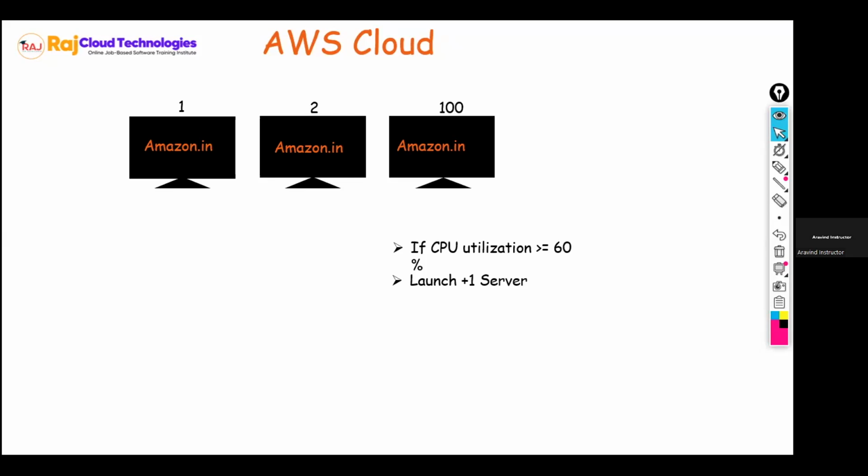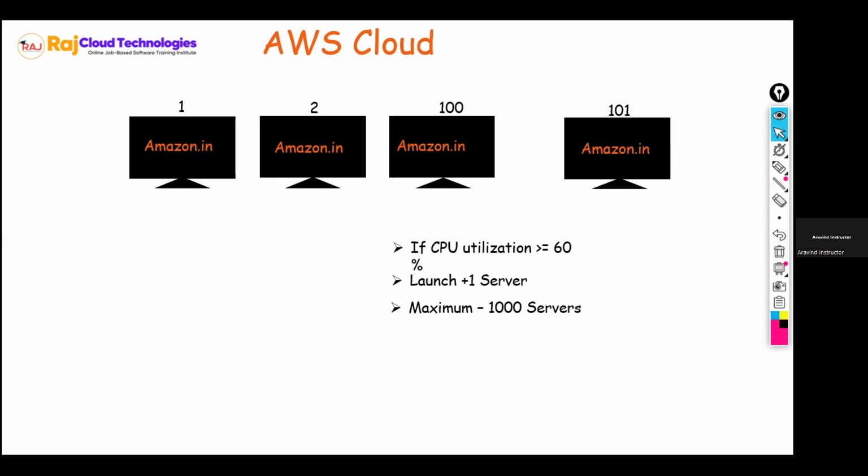How many servers like that do you need? AWS will ask. You tell it, I need a maximum of 1,000. For the safe side, you give a big number. Okay, the sale has started. CPU utilization is gradually increasing. It crossed 60%. Now the CPU is 61%. Immediately one instance will be launched and it will deploy the application.